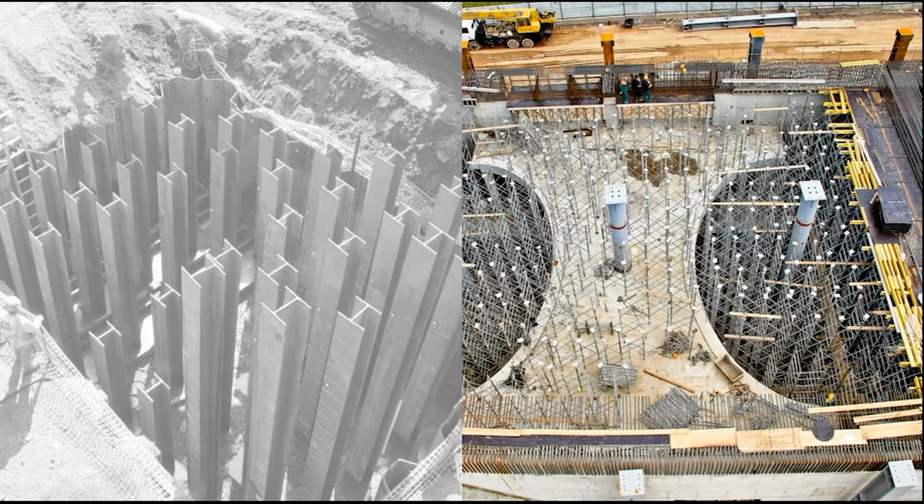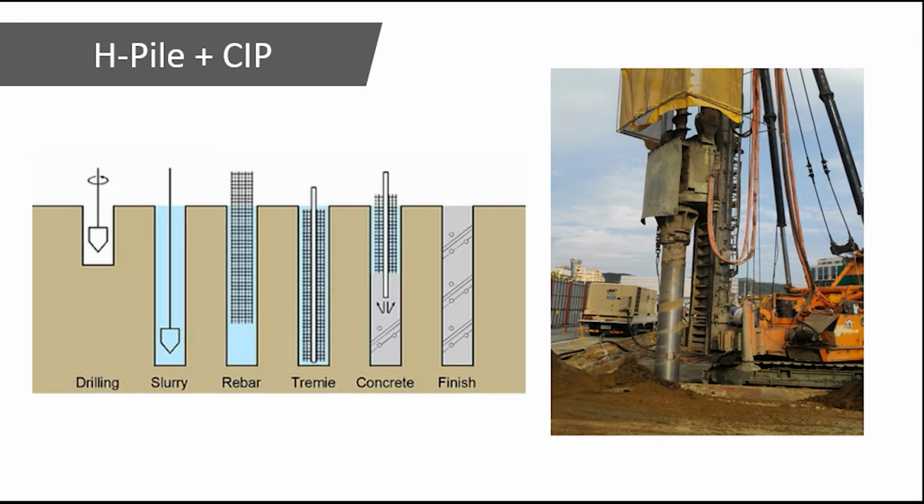Second, in the excavation sequence, excavate and support the H-pile plus CIP earth wall with ground anchor and strut. It is a method of drilling with an auger, filling with H-beam and lever, and then pouring concrete to form piles.